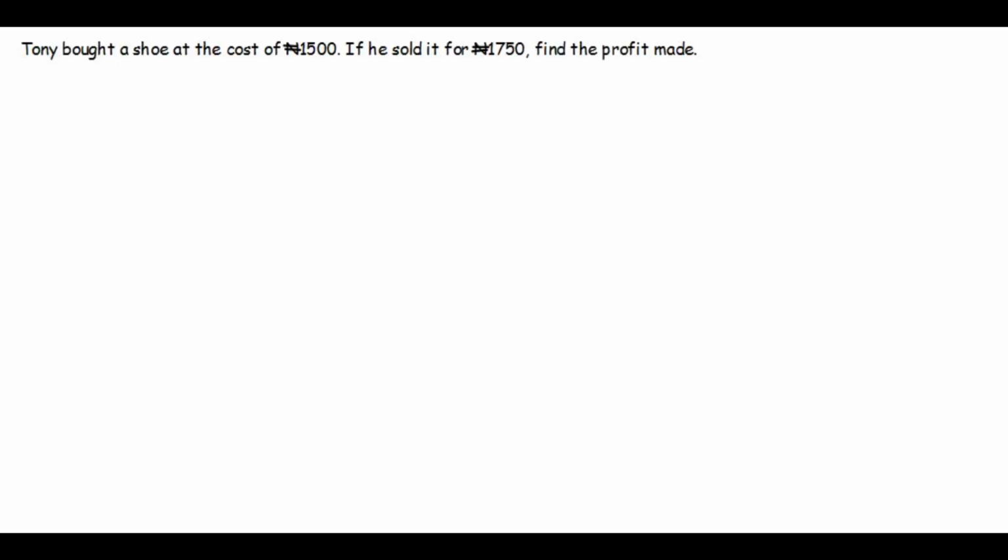Tony bought a shoe at the cost of 1,500 naira. If he sold it for 1,750 naira, find the profits made. Now in this particular example, you notice that he sold it for 1,750 and the cost of it was 1,500, meaning in this case the selling price is higher than the cost price. So what this means is that Tony made a profit, and we can calculate that profit by using the formula.